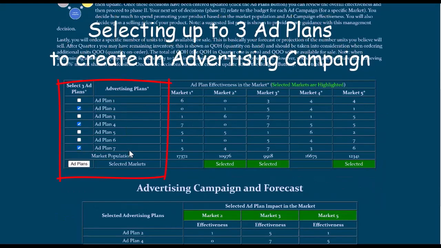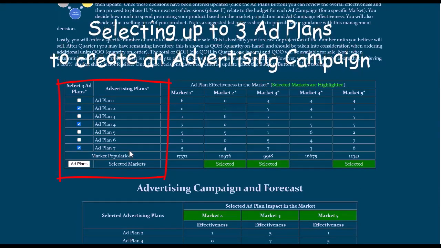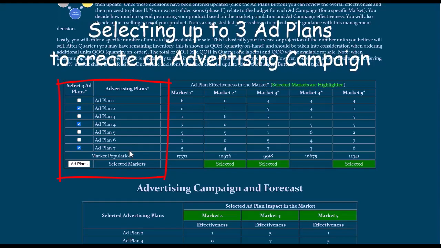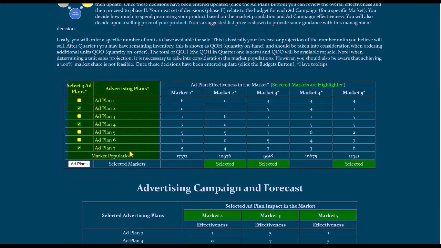Now, we do that by selecting what are called advertising plans. Now, as I mentioned before for the product features, depending upon how your professor has configured the simulation, you may see generic ad plan 1, 2, 3, 4, or you may actually see advertising components such as social media, TV, trade show, and so on.